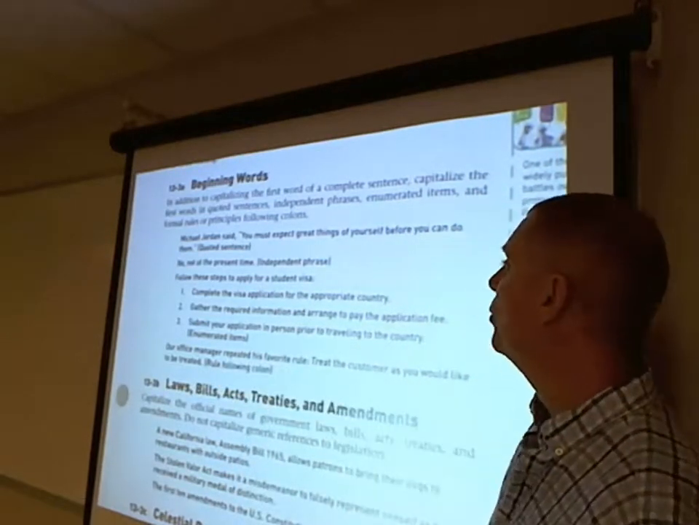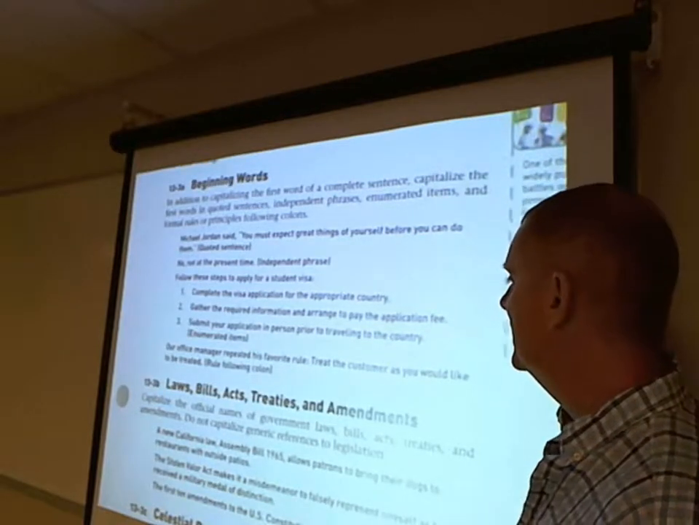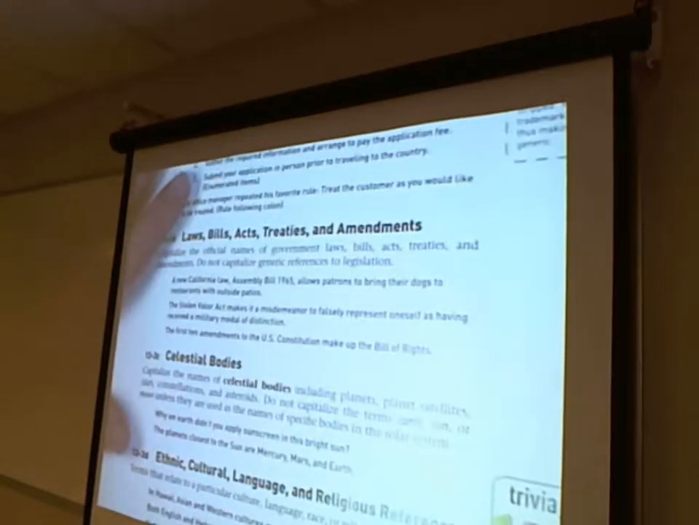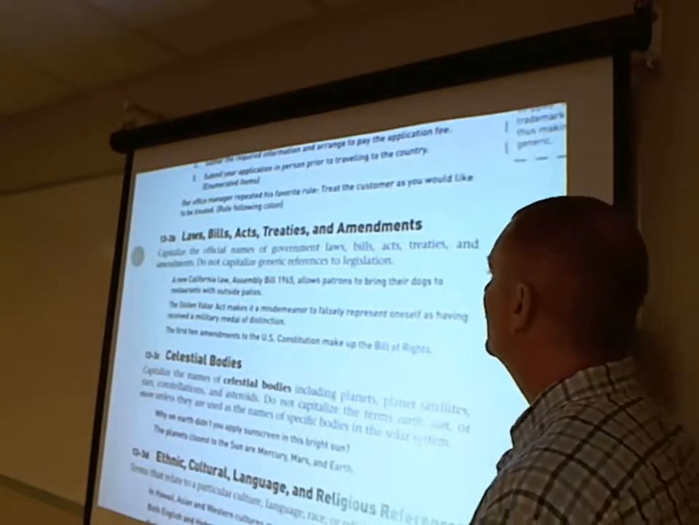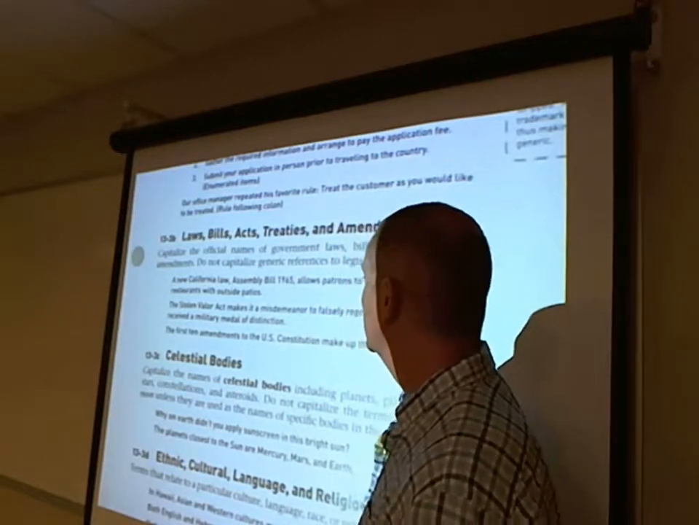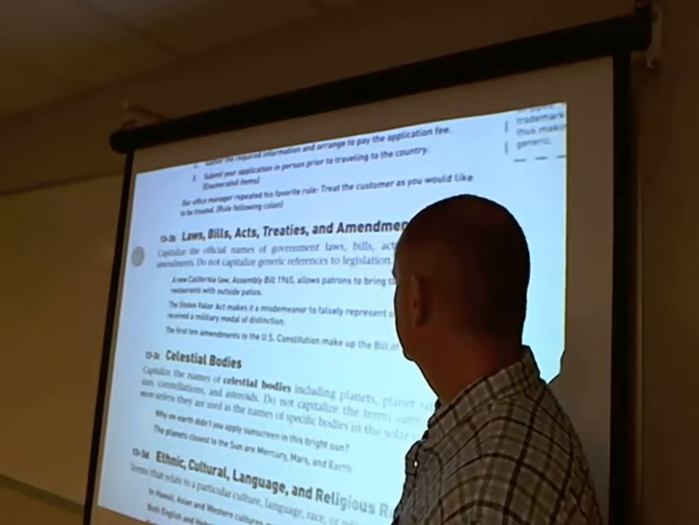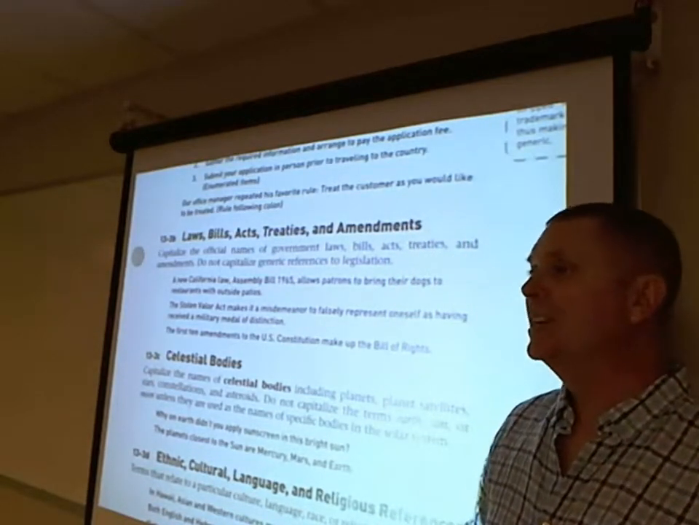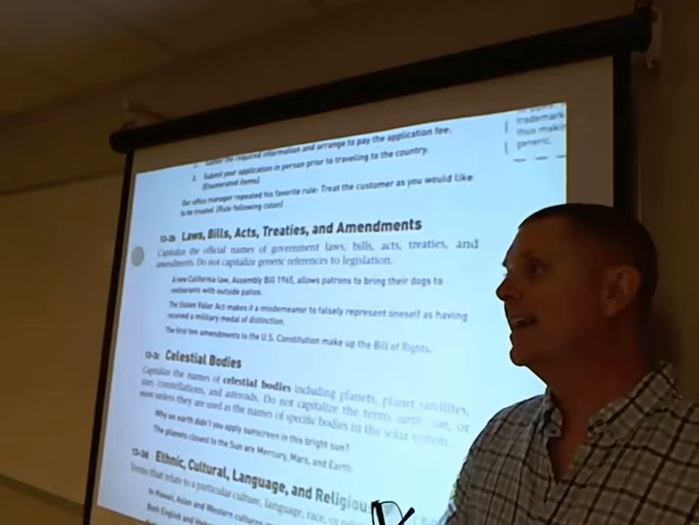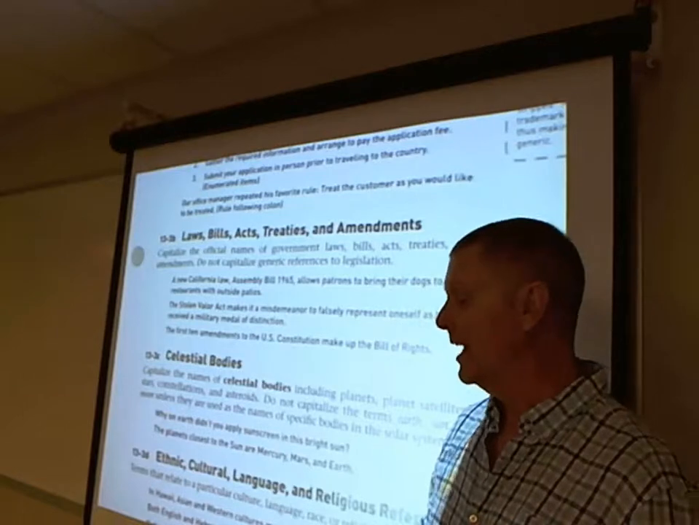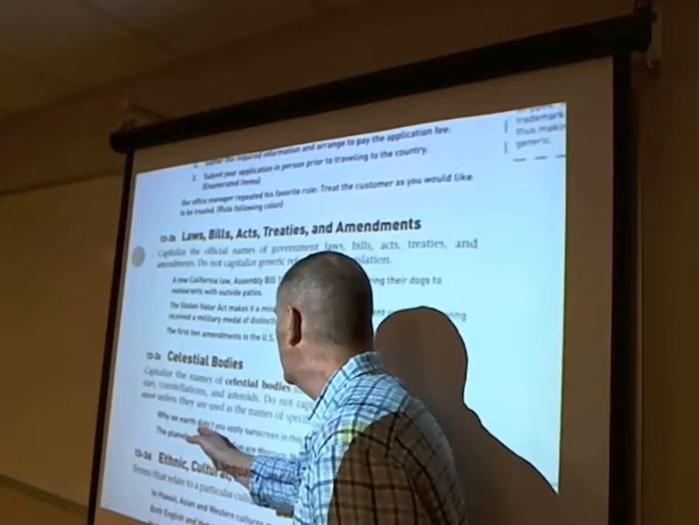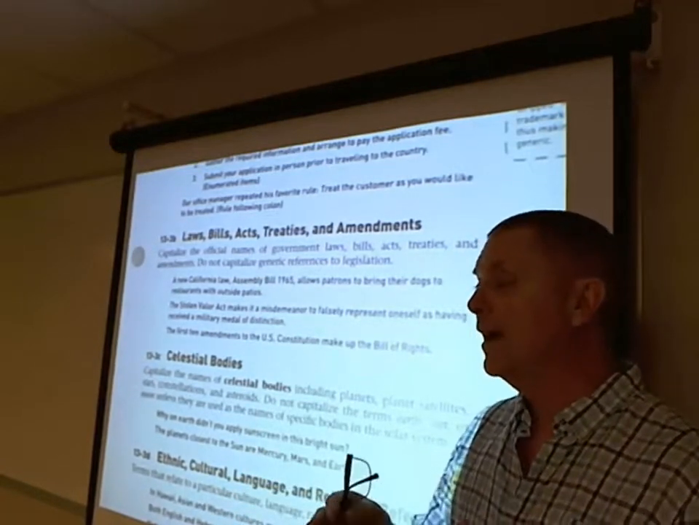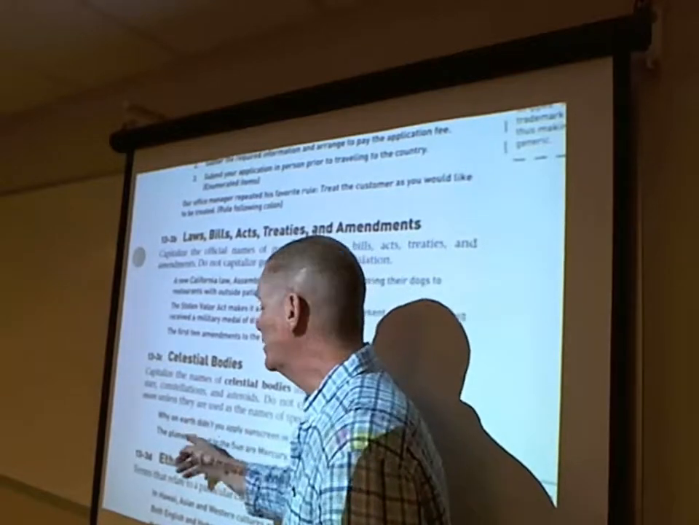Okay, laws, bills, acts, treaties, and amendments are all capitalized. Celestial bodies should be capitalized when they're being referred to as a celestial body, but if they're used as a general reference, then you don't capitalize them. The example is, why on earth didn't you apply sunscreen in the bright sun? So earth is being used as a general reference there, therefore it's not capitalized. But the planets closest to the sun, capitalized, are Mercury, Mars, and Earth. Those are specific celestial bodies that they're referencing. So they are definitely capitalized.